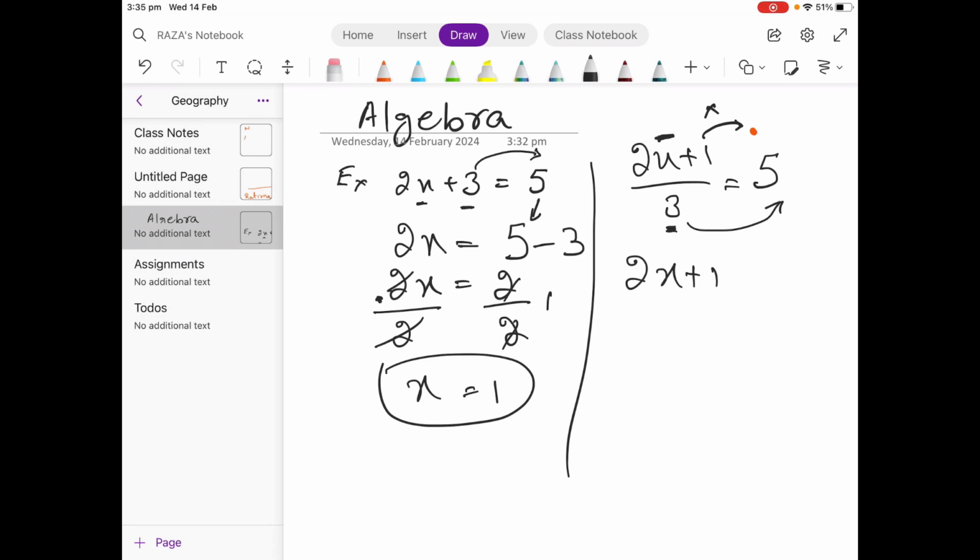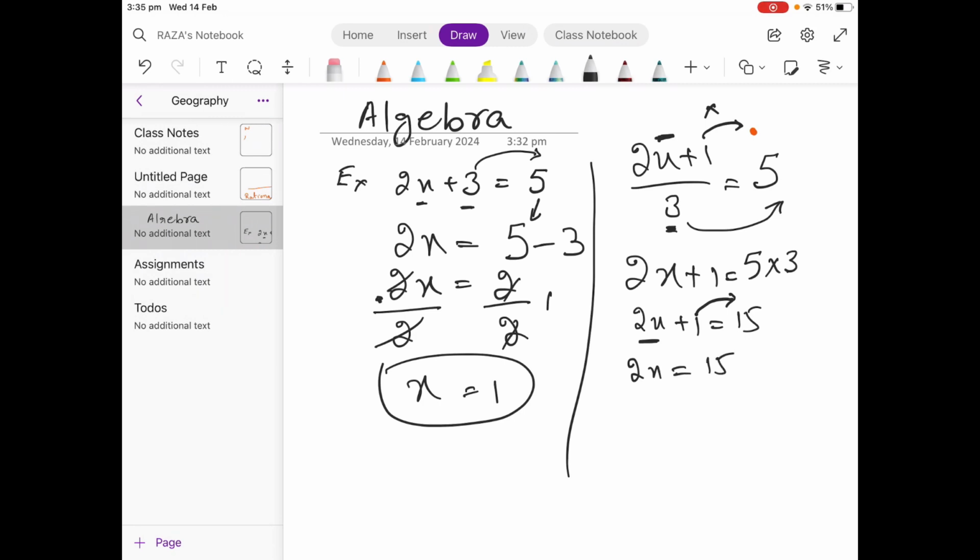When you move it to the other side, we will multiply. 2x plus 1 equals 5. Move 3 to the right side, we will times by 5. So we are left with 2x plus 1 is equal to 15. Now it's free. So before we do anything with 2x, we need to move 1 to the other side. So 2x is equal to 15.